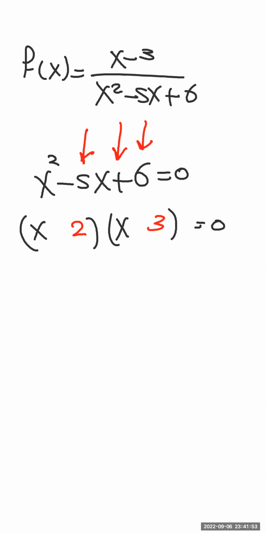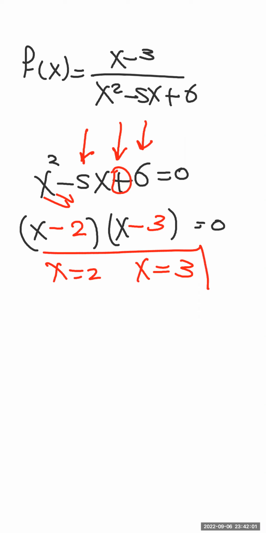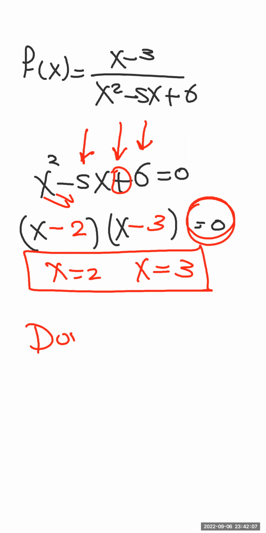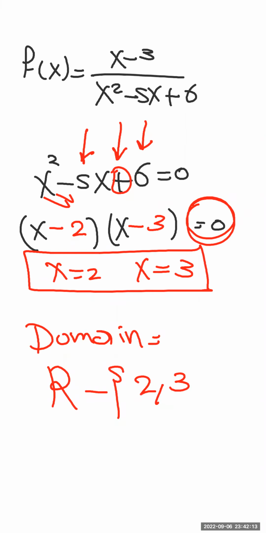Now, the sign: the last sign is positive, so the two signs are like the middle one, negative, negative. x equals 2, x equals 3. These two values will make the denominator equal 0, so exclude them from the domain. Domain equals the real numbers, difference 2 and 3. I'm done.